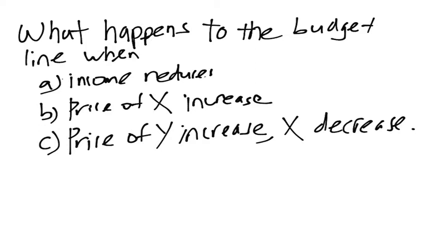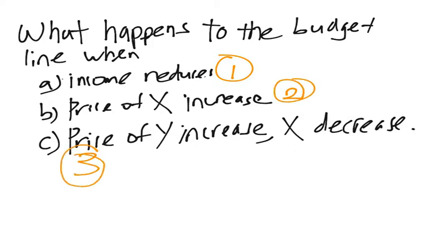Now I want you to pause the video and think about these three scenarios. What happens to the budget line when, number one, the consumer's income reduces? Number two, the price of X increases. And number three, the price of Y increases and the price of X decreases. Pause and think.